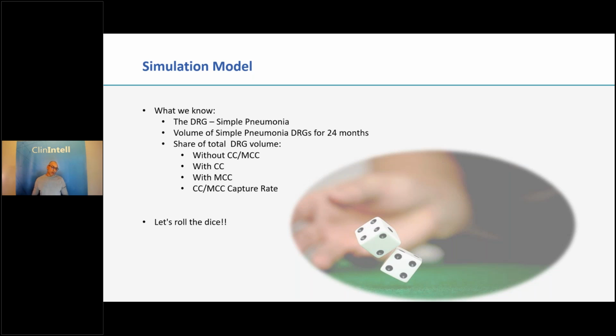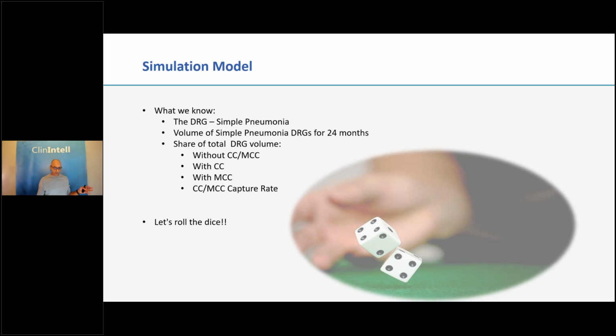month to month. We also know for that time period what percentage of that simple pneumonia DRG was reported without a CC or MCC, with an MCC or with a CC. We know exactly, that's a fixed number for the 2 years that we're going to look at. But rolling the dice means you can have different scenarios with volume month to month. In that first scenario, you've got X number of discharges that are pneumonia, and in the second scenario, maybe you had more in June and less in July, but you can still come to the average at the end.